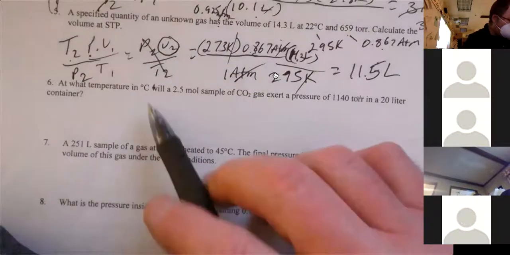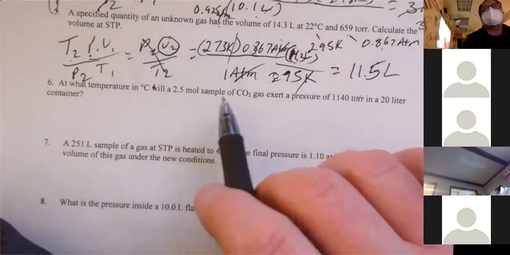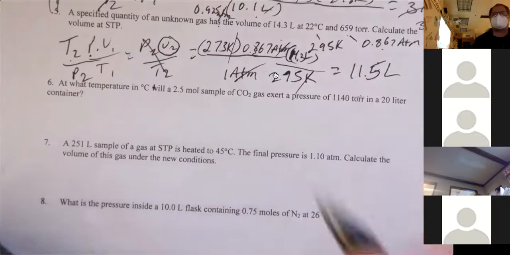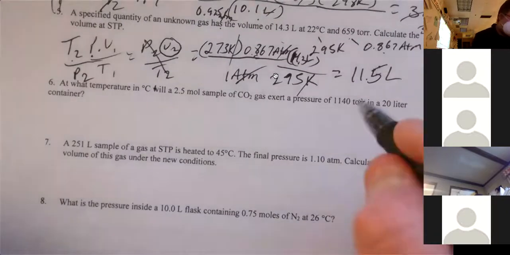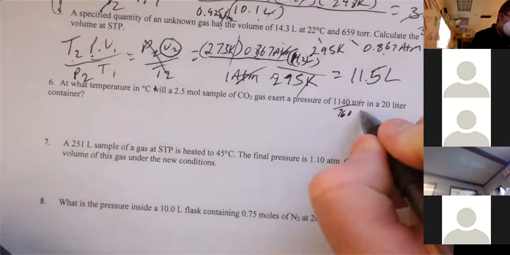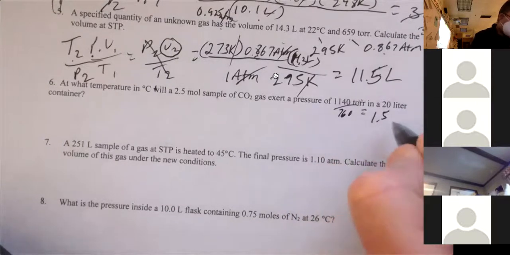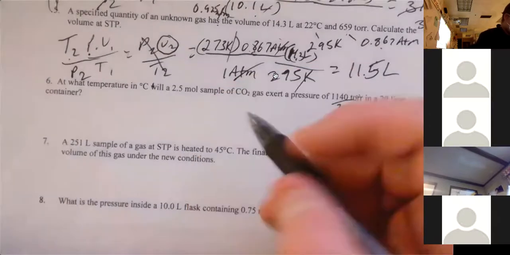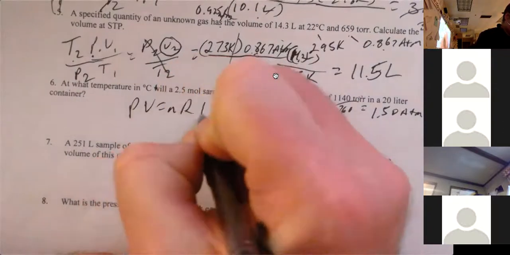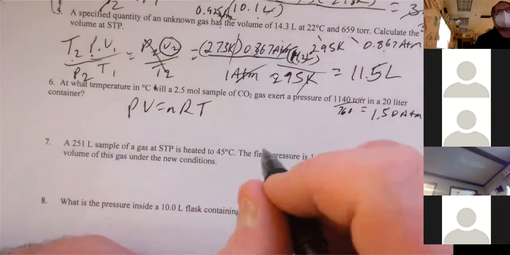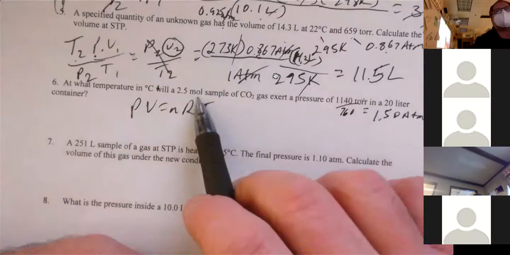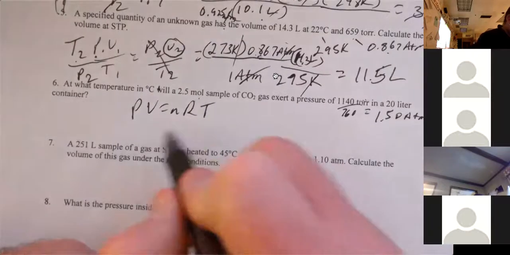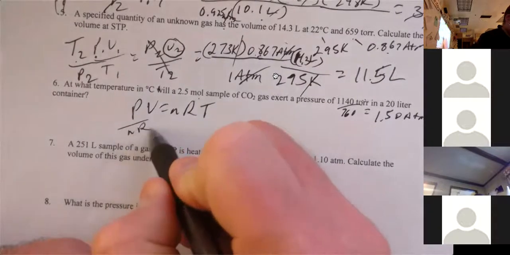6. At what temperature in degrees Celsius will a 2.5 mole sample of CO2 gas exert a pressure of 1140 torr in a 20-liter container? 1140 divided by 760. It's 1.5. So that's 1.5 atmospheres. So we have PV equals nRT. Now, if you're questioning how I know it's that formula and not the P1 V1, it's because we have the number of moles here. If we're given moles or grams, we have to use this equation. We want to find the temperature, so we need to divide both sides by n and R.